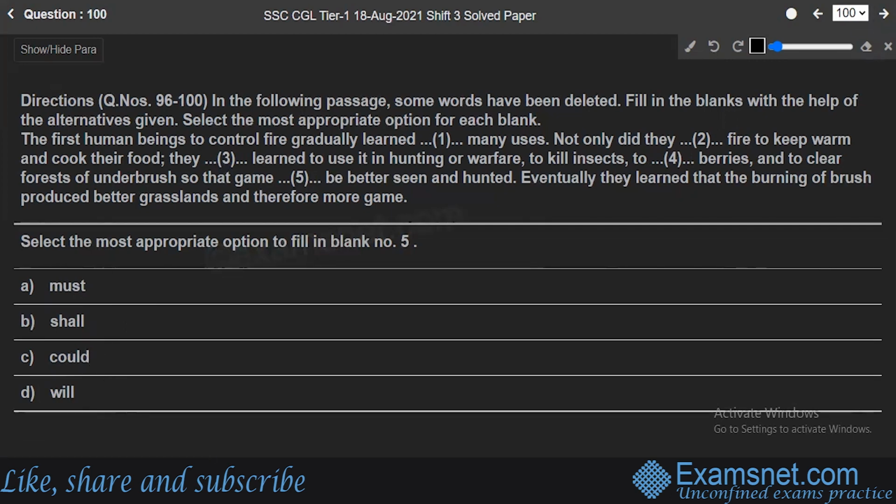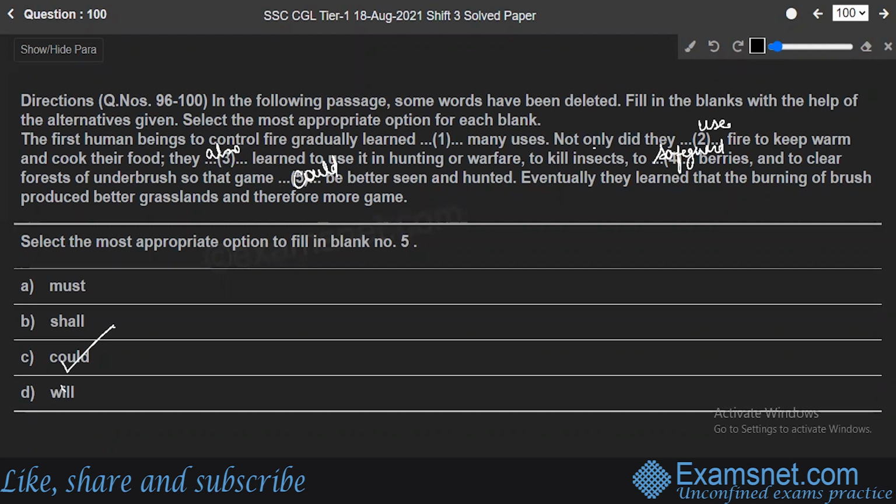See the given sentence. It says, not only did they use fire to keep warm and cook their food, they also learned to use it in hunting and warfare to kill insects and to safeguard the berries and to clear the forests of underbrush, so that the game could be, here will be could, option C. Could will be used in this place because it gives a clear vision of the wild animals being hunted for the sport or the food, right?